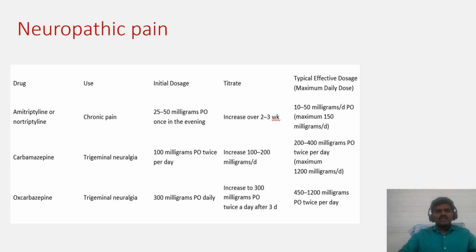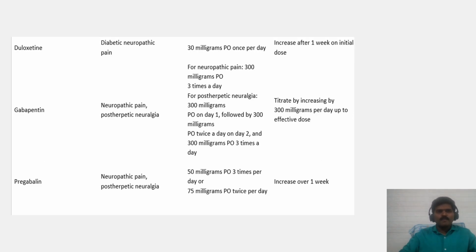Carbamazepine, specially indicated for trigeminal neuralgia, 100 milligrams per oral twice a day, increase by 100 to 200 milligrams per day. Oxcarbazepine, again used for trigeminal neuralgia, 300 milligrams per oral daily can be used. Duloxetine, in patients with diabetic neuropathic pain, 30 milligrams per oral once a day.